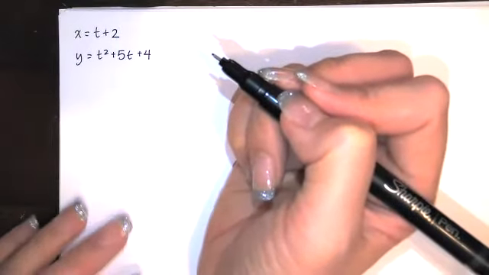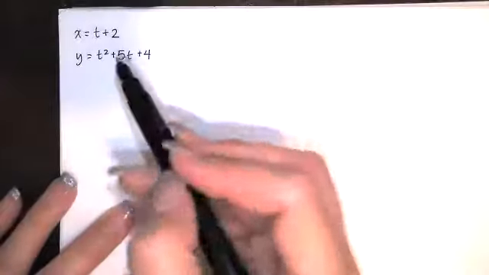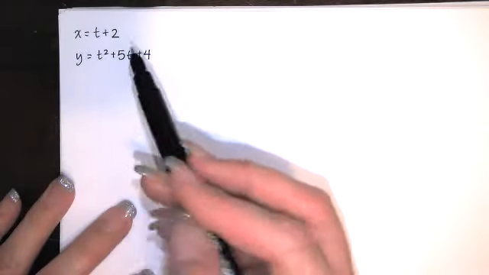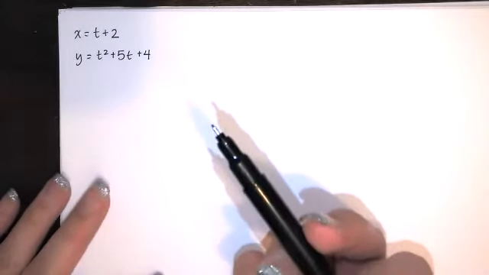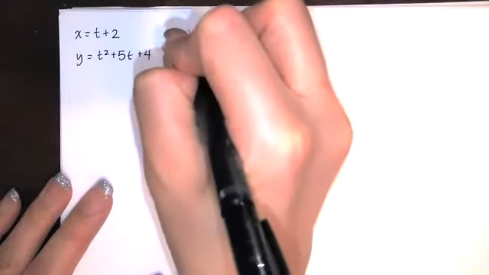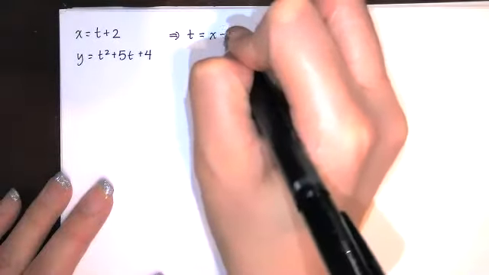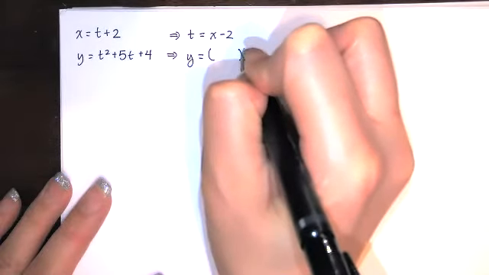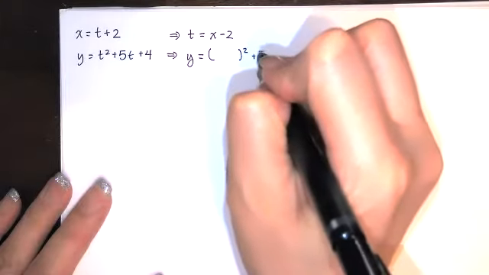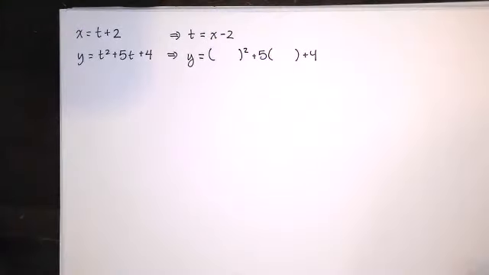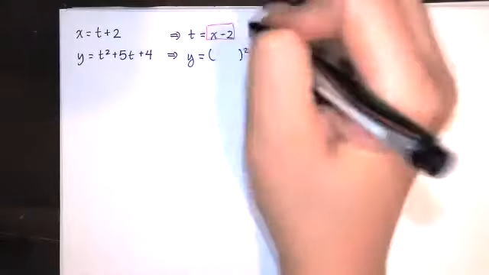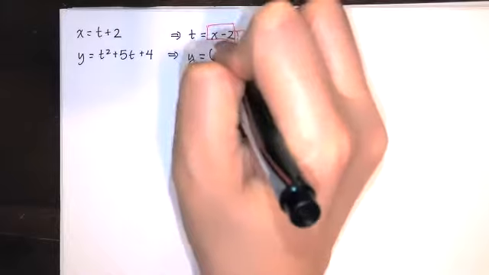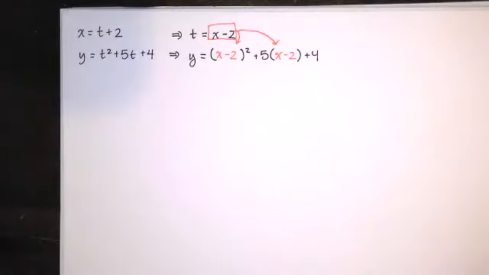And remember how we graph these plane curves? We usually, if possible, solve one of the equations for t and then substitute into the other one to get the rectangular equation of the curve. So I would solve this one for t. It's very easy to get t by itself there. If we subtract 2 from both sides, we get t equals x minus 2. And then I say, okay, what does y equal then? Well, y was t squared plus 5 times t plus 4. But now I'm just replacing t with x minus 2. So that goes in there and there. Okay, so this is the rectangular equation of the curve.